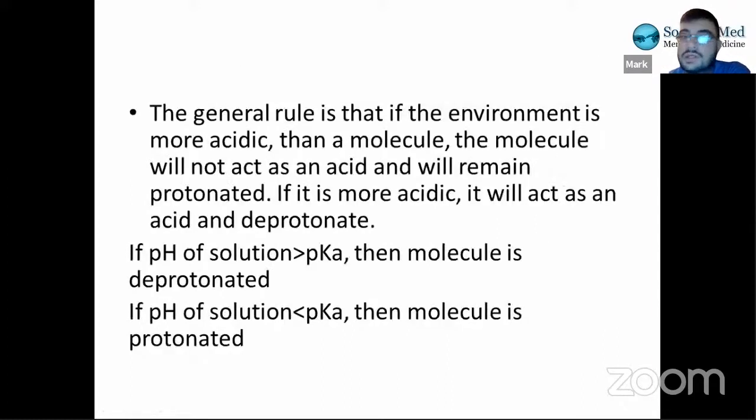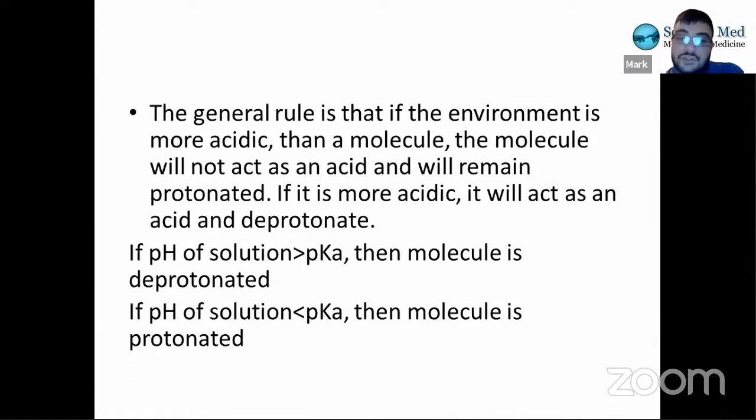So the general rule is if the environment is more acidic than a molecule, the molecule will not act as an acid and will remain protonated, right? It will act as a base. But since it's already in its base form, it will just stay the way it is. If it is more acidic, it will act as an acid and deprotonate, and it will change. And this I would highly recommend you to either take a picture of or memorize.